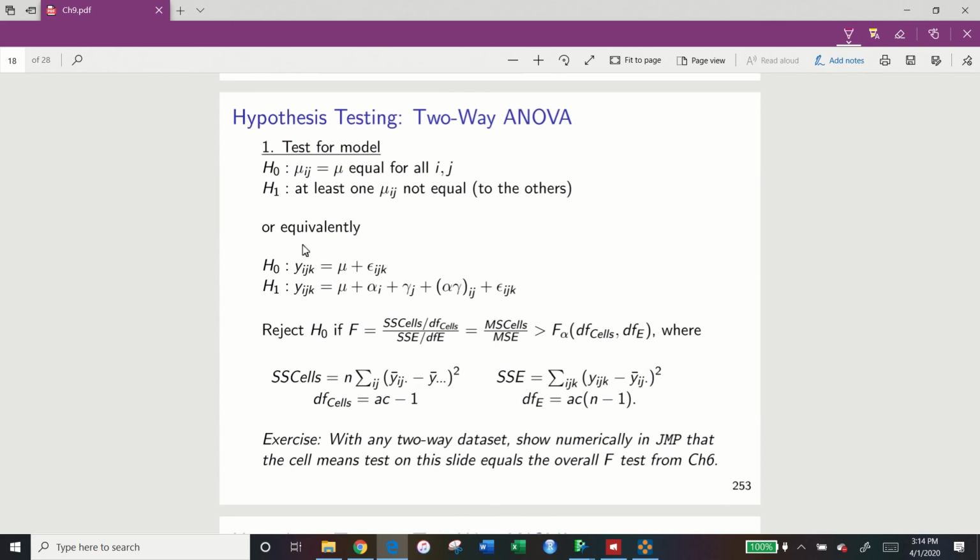So first, again, you test the model. For this, our null hypothesis is mu ij is equal to mu for all ij. The alternative hypothesis is that at least one mu ij is not equal to the others. Or equivalently, we could write that our null hypothesis is Yijk is equal to mu plus epsilon ijk, and the alternative is Yijk is equal to mu plus alpha i plus gamma j plus alpha times gamma ij plus epsilon ijk again.